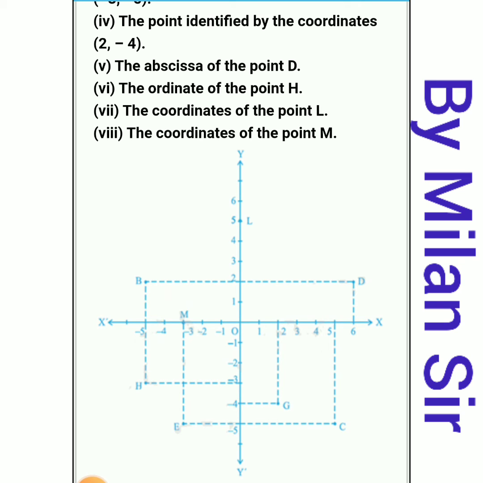Then we need to find the coordinates of the point L. We need to write the coordinates of the point L. First of all, where is the L? Here, right? On the y-axis. Now, first of all, find the value of L on the x-axis. Here it is 0. So the x coordinate is 0. First of all, what we need to see? We need to find the value of L on the x-axis. Here 0. So our x coordinate is 0.